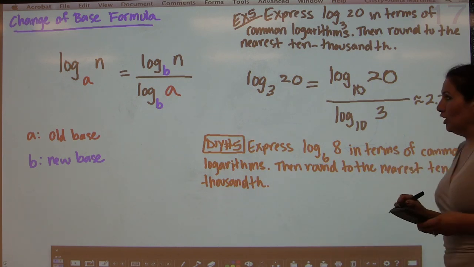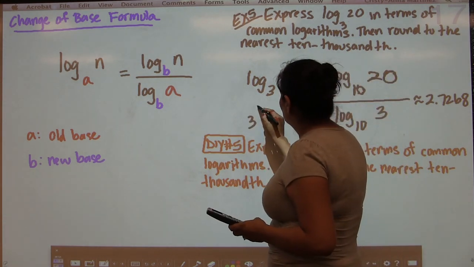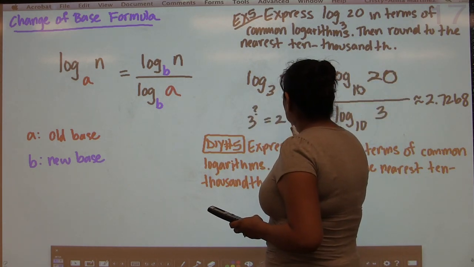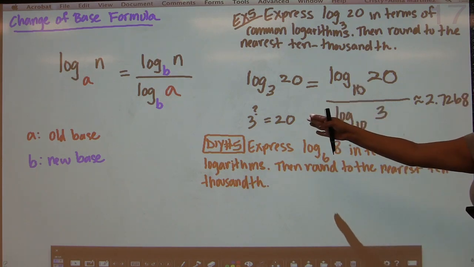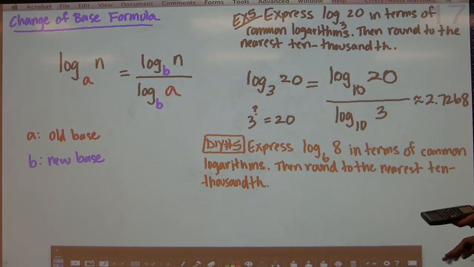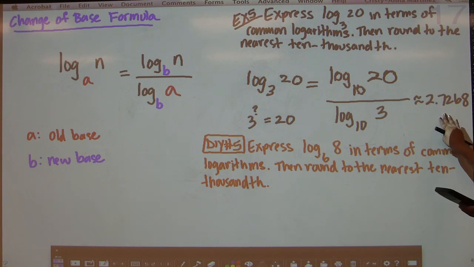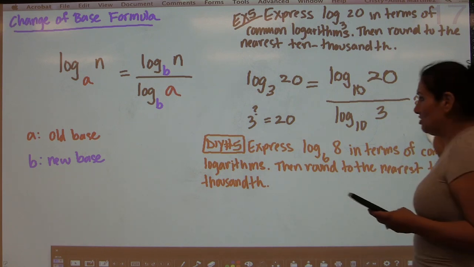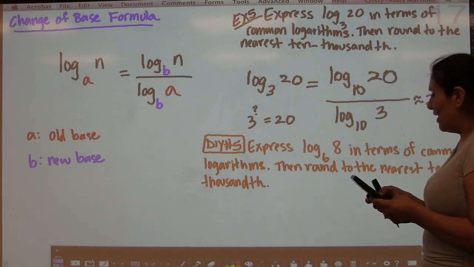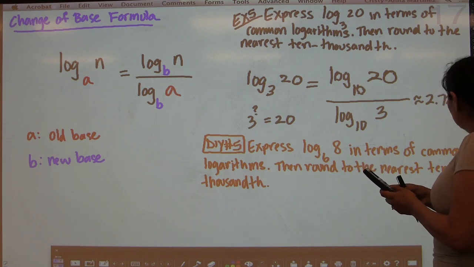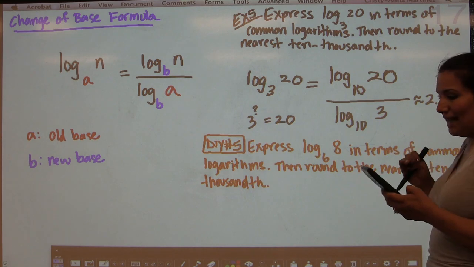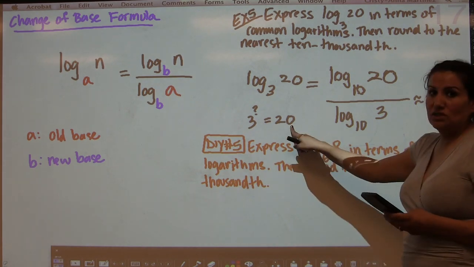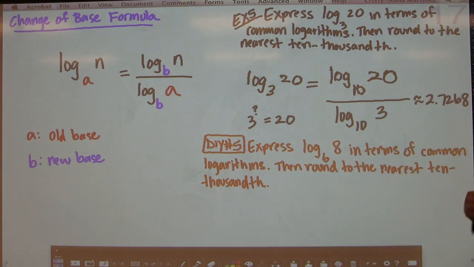So remember that we said earlier that this is 3 to what power is 20. So what we're saying is that we couldn't figure that out in our head, but now we have the calculator and it's given us 2.7268. So according to this, I can check my answer by going 3 raised to the 2.7268 power, and I get 19.999, which is basically really close to 20. So that assures me that I actually did it correctly.